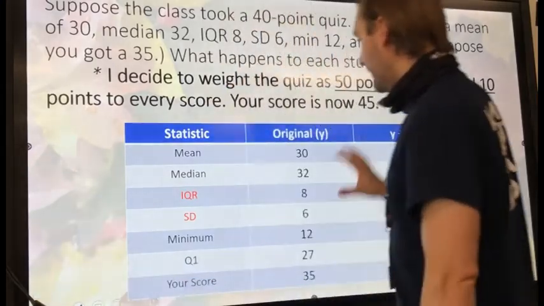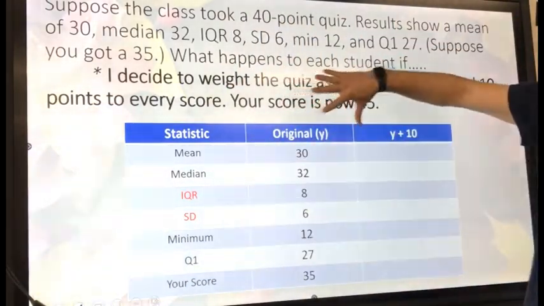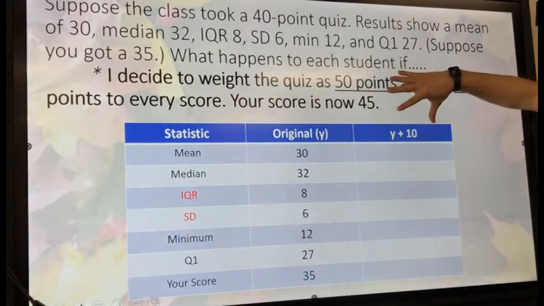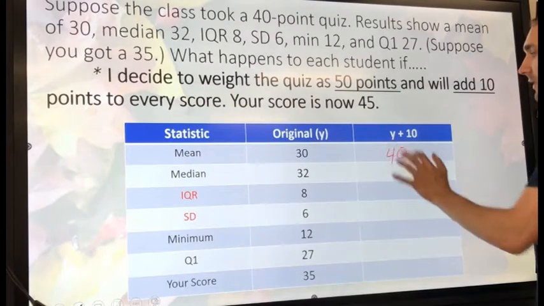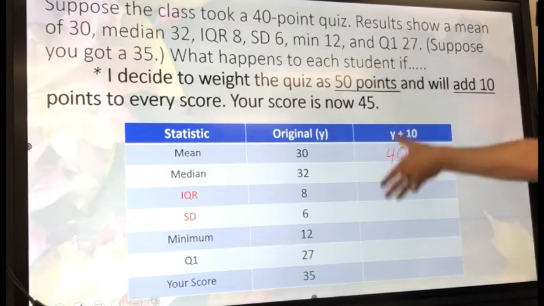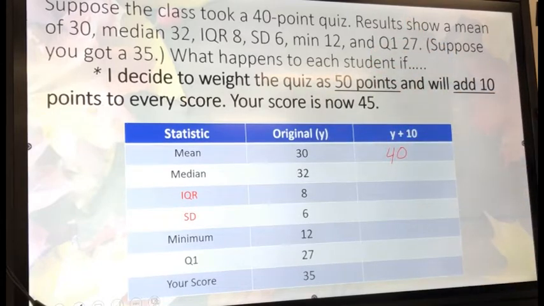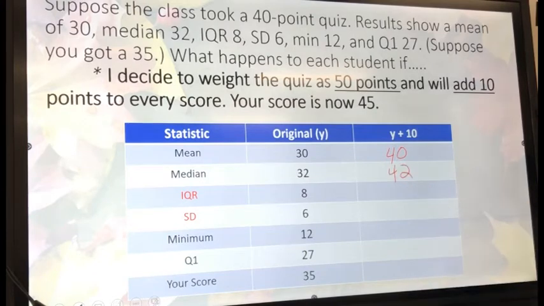So let's see. The mean. I'm going to call these original values y. Does the mean change? Yes. What does the mean change to? 40. So I'm adding 10, so it changes the mean up by 10. Again, visually think of that thing going up and down. The median, does that change? What does it change to? 42.